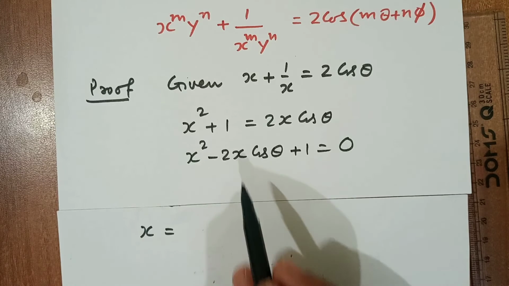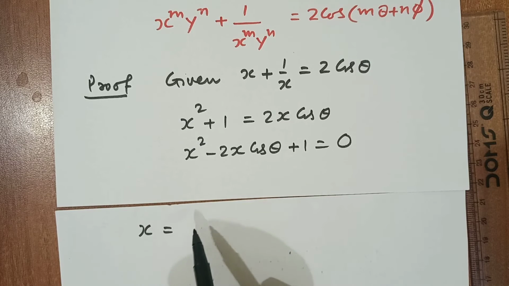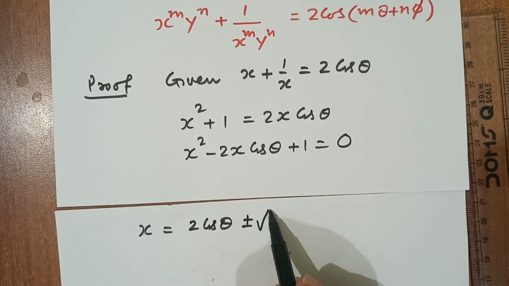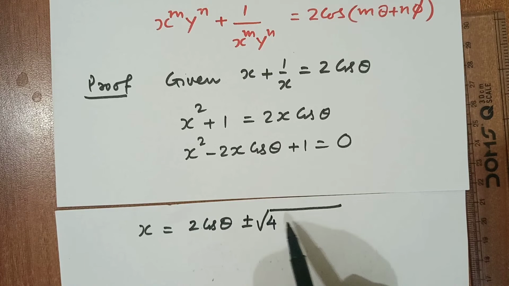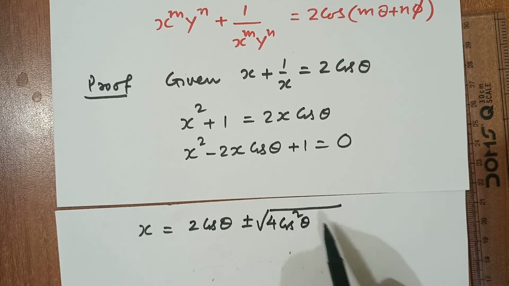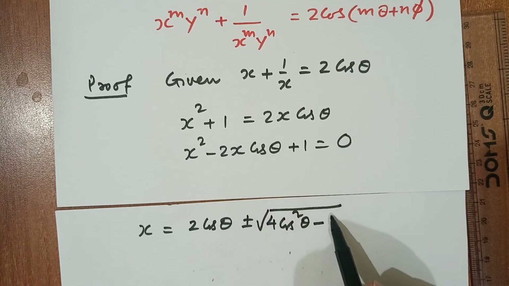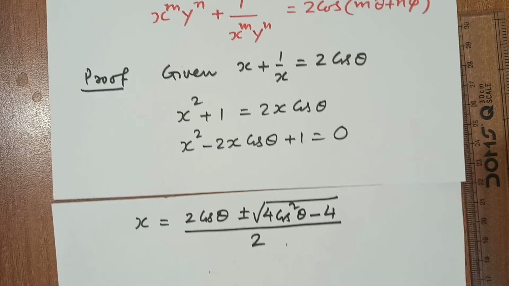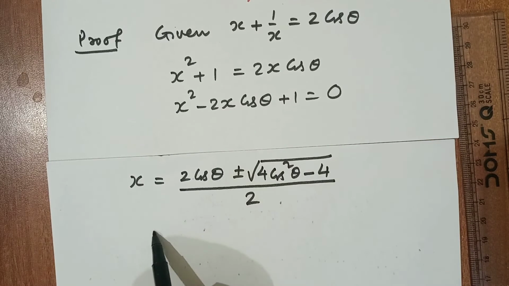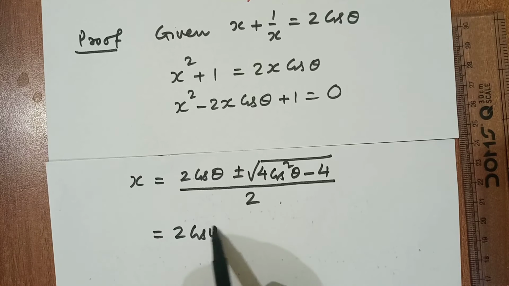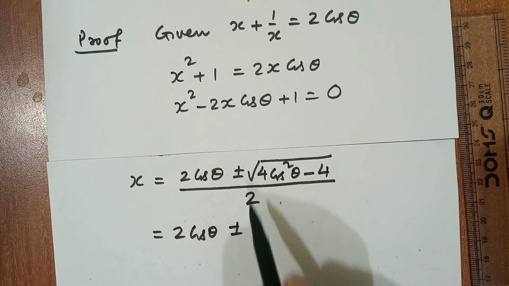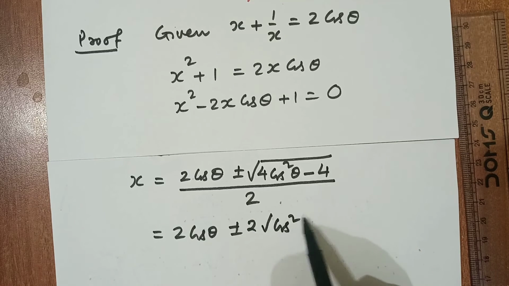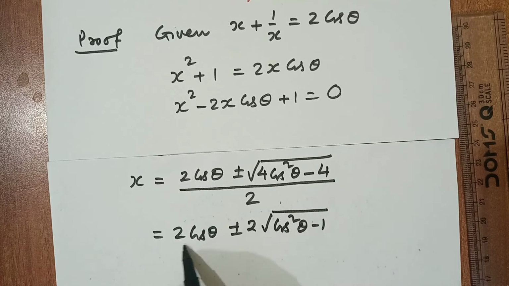So here this is b. So x is equal to minus b, so 2 cos theta plus minus square root of b square, which means 4 cos square theta, minus 4ac, so minus 4, upon 2a. Here a is equal to 1. Now 2 cos theta plus minus, 4 is common, so 2, because this is a square root. So cos square theta minus 1 upon 2.